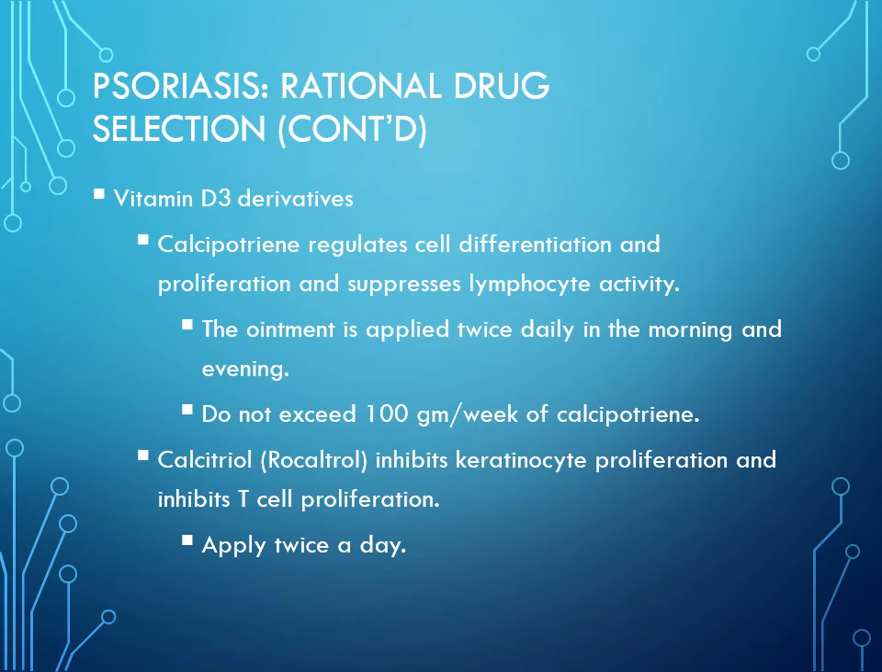Vitamin D3 derivatives can also be used for psoriasis. Calcipotriene regulates self-differentiation and proliferation, and it can suppress lymphocytic activity. And that's an ointment that's applied twice a day, in the morning and the evening. And Rocaltrol, which is something that you probably are more familiar with in renal patients and renal dialysis patients, can actually be used topically twice a day for psoriasis.